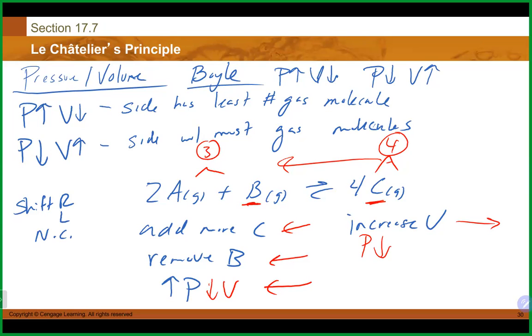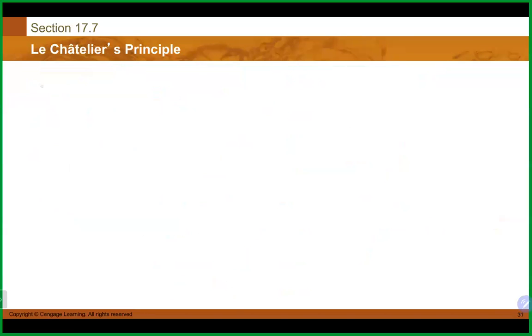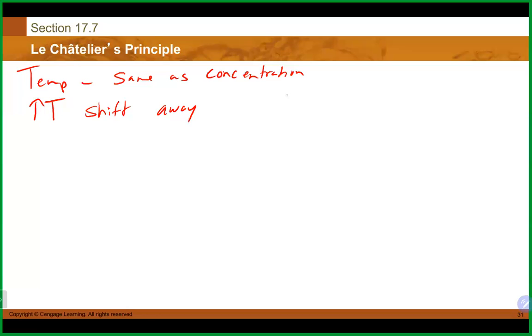The next thing that we're going to deal with in terms of Le Chatelier's principle is actually temperature. And temperature, obviously, you can either raise the temperature or lower the temperature. The good news is temperature really does work like concentration. So temperature basically does the same thing as concentration, which means that if you increase the temperature, it will shift away. And if you decrease the temperature, it will shift towards it.